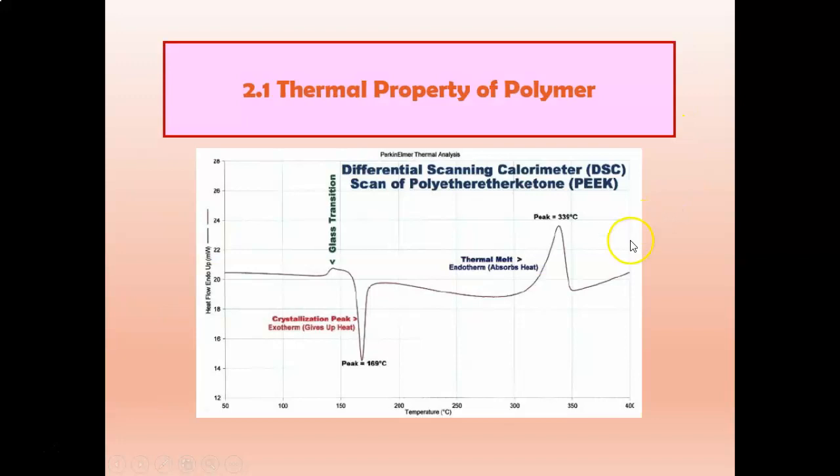Okay, this one is the thermal property of a polymer examined by the DSC instrument. This one is the glass transition temperature, which we take the value at the midpoint in the inclined section. And this one is the Tc, the crystallization peak, which gives an exothermic peak. And this one is the melting temperature at 339, which shows an endothermic reaction, which absorbs heat.